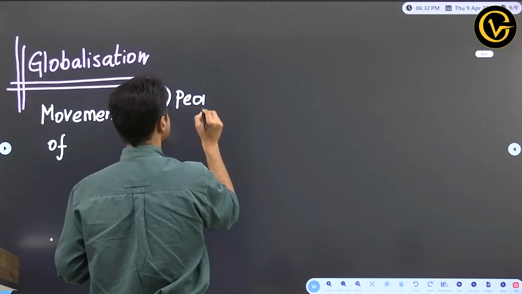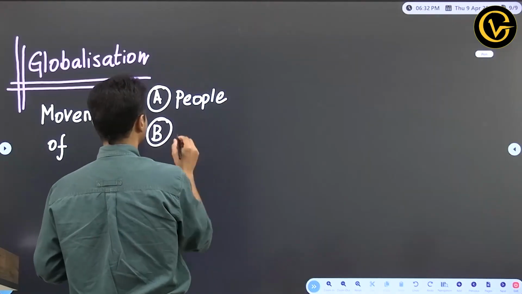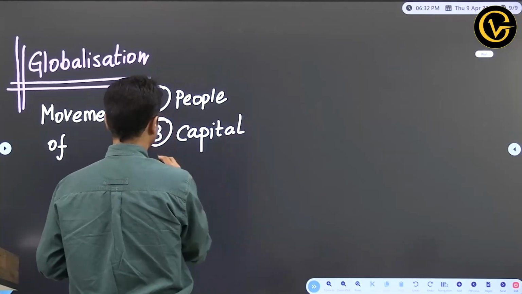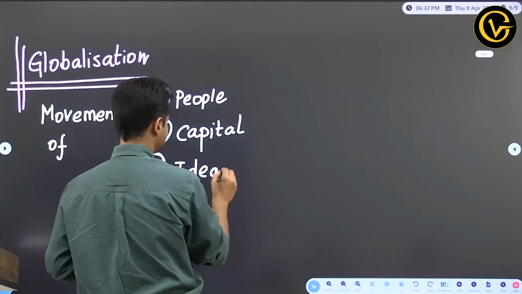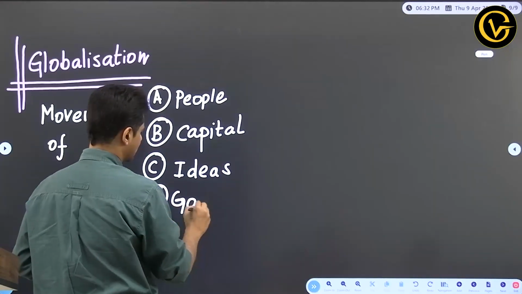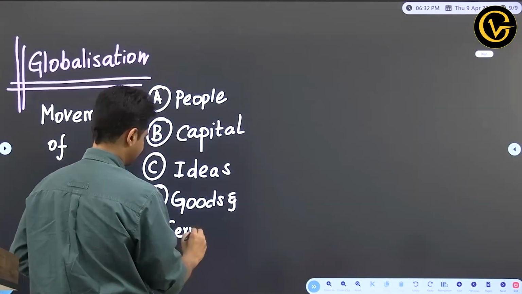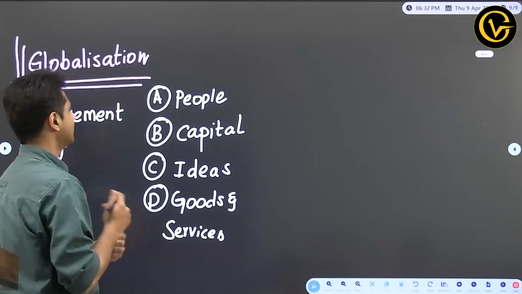People, movement of people, movement of capital, movement of ideas, movement of goods and services. In simple term, globalization means what?